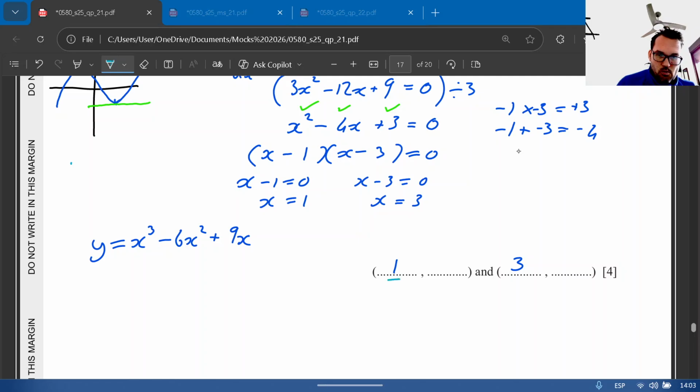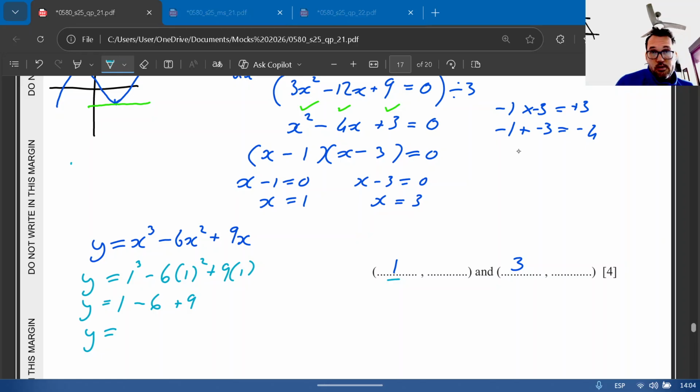Okay, first I'm going to put the 1 in there. So y equals 1 cubed minus 6 times 1 squared plus 9 times 1. Good. 1 times 1 times 1 is 1. 1 times 1 is 1. 1 times 6 is minus 6. 9 times 1 is 9. So that would be 9 minus 6 is 3 plus 1 is 4. So that must be 4.